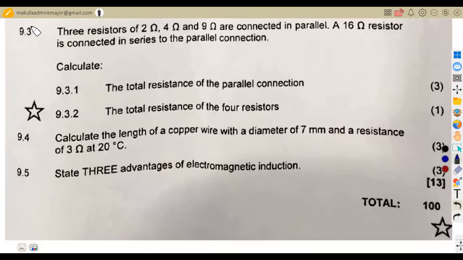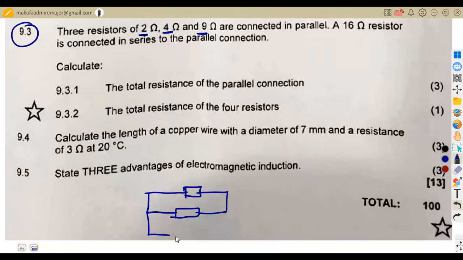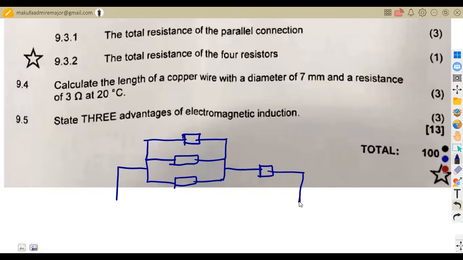Then we are given on 9.3, 3 resistors, the 2 ohm, the 4 ohm, the 9 ohm, connected in parallel. So in terms of our combination, remember in parallel, guys, it's just something like this. So we've got these 3 resistors, then later on connected in series to another resistor like this. So definitely it is going to be connected in series to a voltmeter.